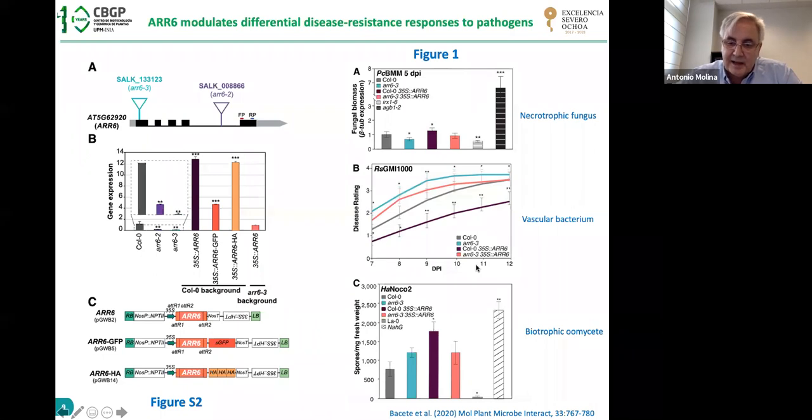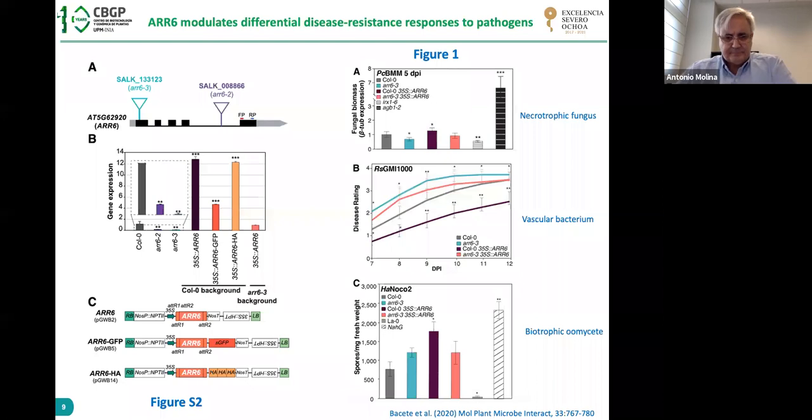As previously described by the group of Chris Argueso, in the case of Hyaloperonospora arabidopsidis, we don't see any significant phenotype in the single mutant in the ARR6 gene, whereas the plant overexpressing the ARR6 gene shows an enhanced susceptibility compared to wild type plant. And these are again two controls of the experiment.